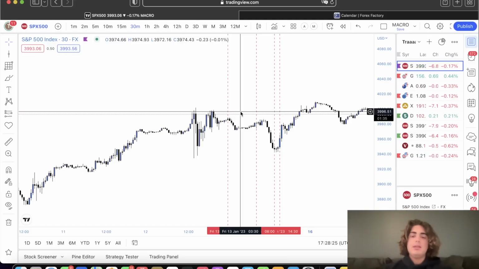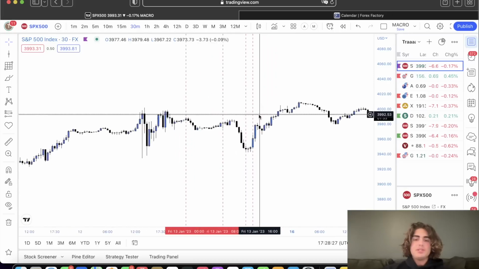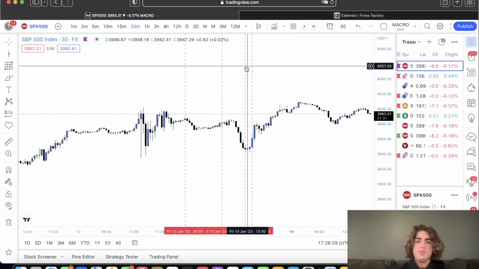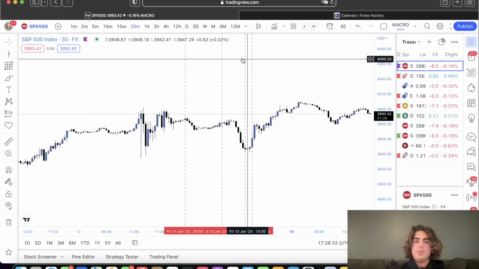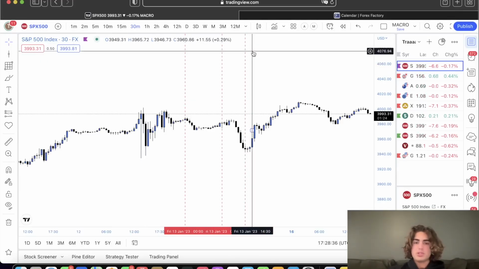With that being said, we have all these session opens. This is the actual New York Stock Exchange open, but this is pre-market. So for Forex, we're trading off of this open, but for indexes or stocks, we're trading off of this open.